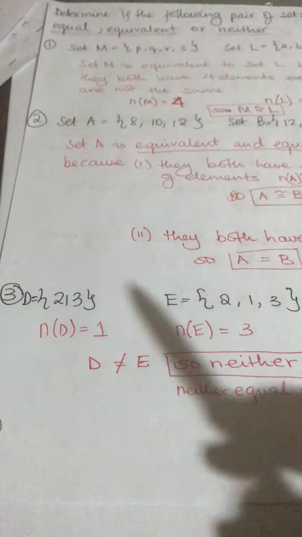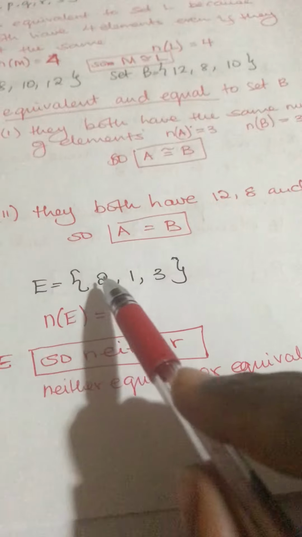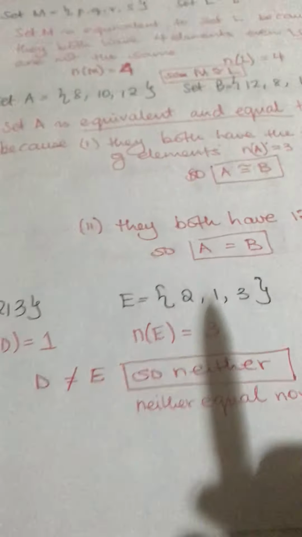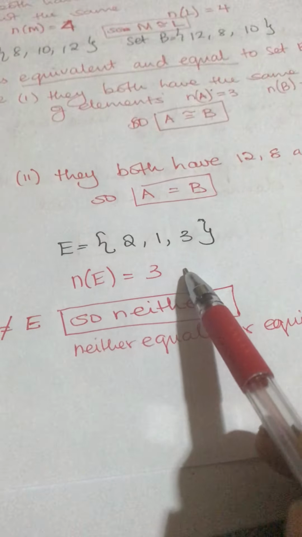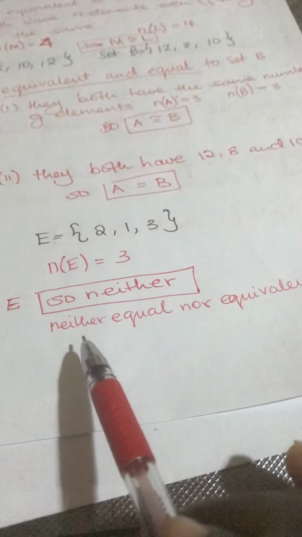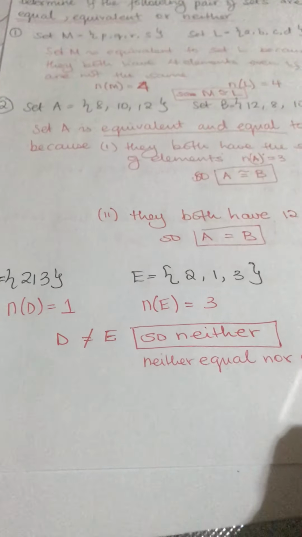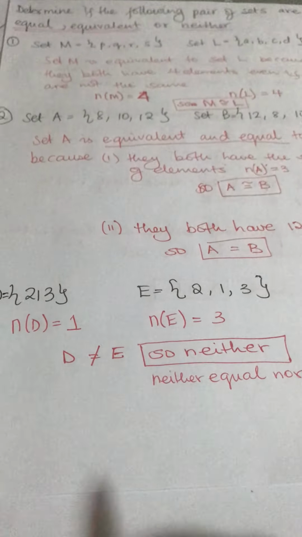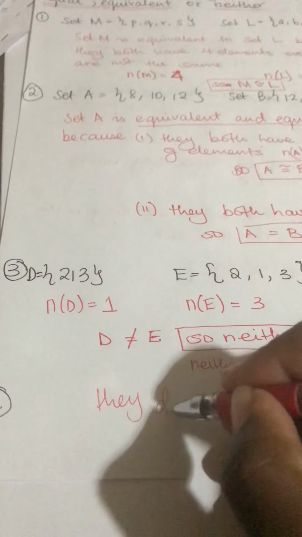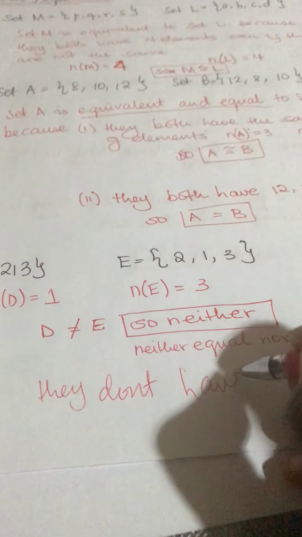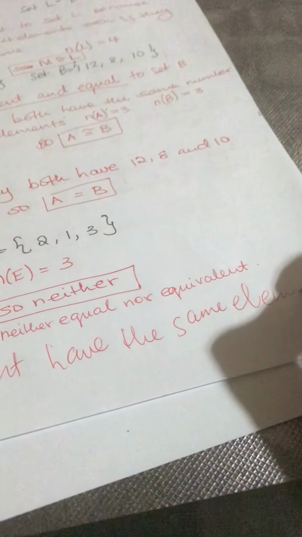All right. So set D is 2, 1, 3 with no commas, and set E is 2, 1, and 3. Here there is no comma. Here there is comma. Here there is 1 element. Here there is 3 elements. So it is neither. So they are neither equal nor equivalent. Okay? They don't have the same number of elements and they don't have the same elements.